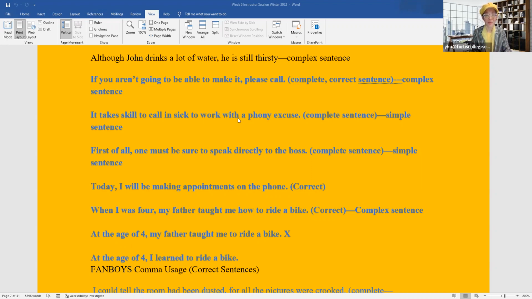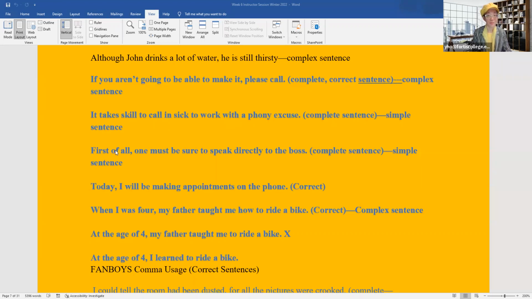So that is correct. It takes skill to call in sick to work with a phony excuse. This is also a correct sentence. It's a simple sentence. Here, "it" is the subject, "takes" is the verb, and "skill to call in sick to work with a phony excuse" becomes the predicate, the object. So subject, verb, object makes this a simple sentence. So this is a complete sentence.